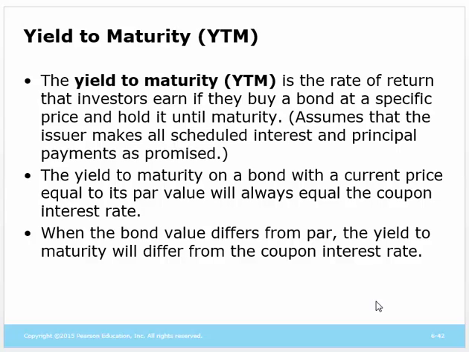Just as a reminder, we talked about yield to maturity. It's the rate of return if you buy it today and you hold it to maturity. So the yield to maturity and the coupon will be equal only when the current price is equal to its par value. If the bond value differs from par, then the yield will be different than the coupon interest rate. So the return changes as price changes.